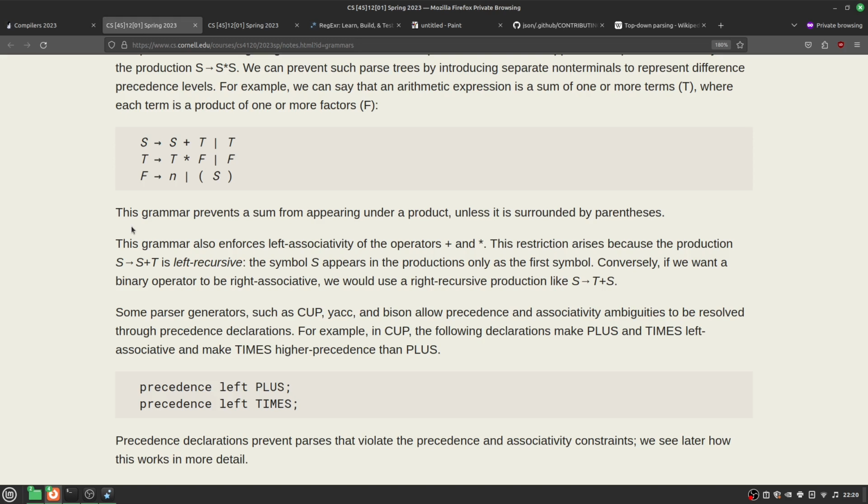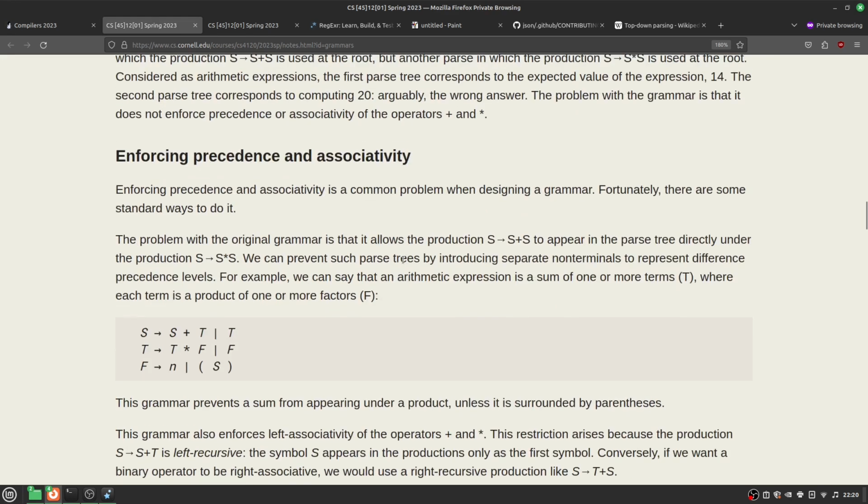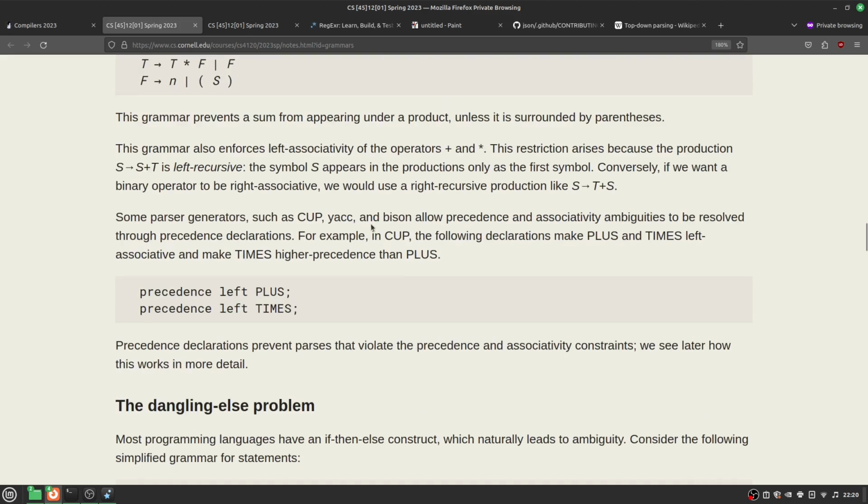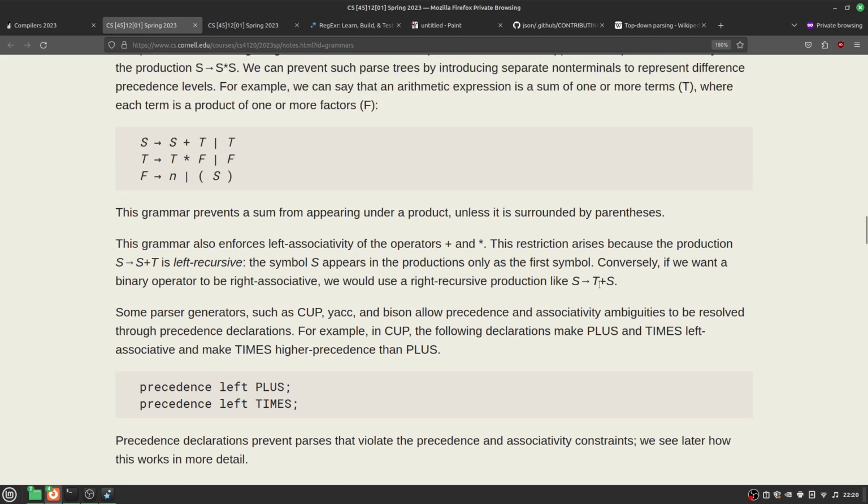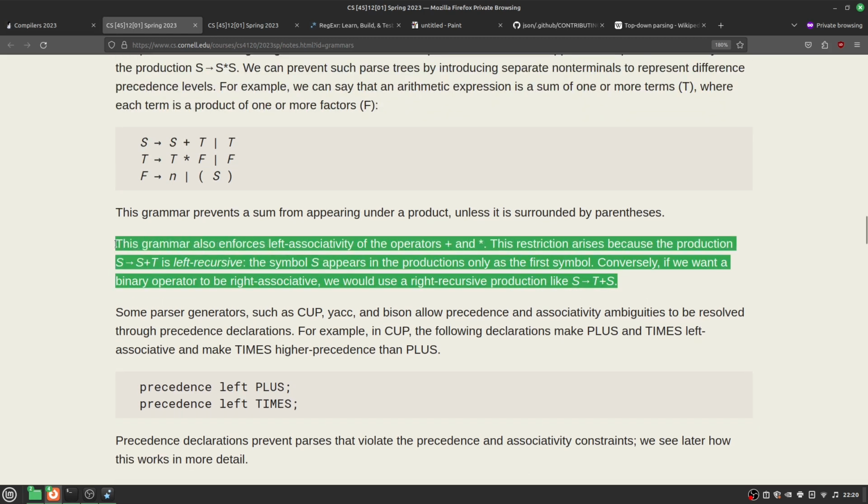I don't quite understand the significance of left recursive and right recursive in the context of arithmetic, like associativity and precedence. Probably gonna have to pose this to ChatGPT, get it to dumb it down for me.